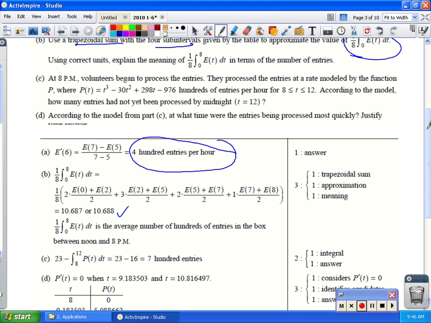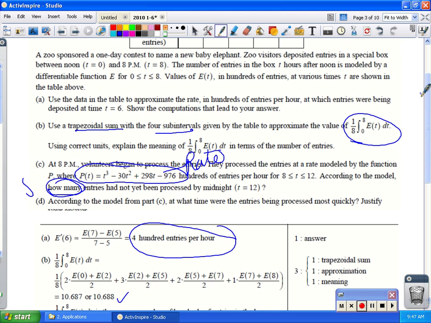They process the entries at a rate modeled by this. So this is how fast they are processing those entries. According to the model, how many entries had not yet been processed? Now, this is a rate, but what we really want to know is how many. When you see the words how many, that should clue you in that you're looking for an integral, because we're trying to accumulate the entries that had not been processed.